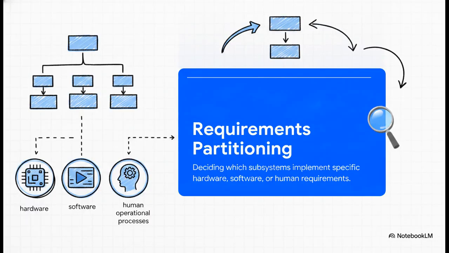Step 3 is requirements partitioning. Here, we must categorize tasks and assign them to specific subsystems to minimize any critical overlap. Basically, we look at a single requirement and ask, okay, is this solved by a physical piece of hardware, a software module, or maybe by changing human operational processes? We partition the requirements accordingly.